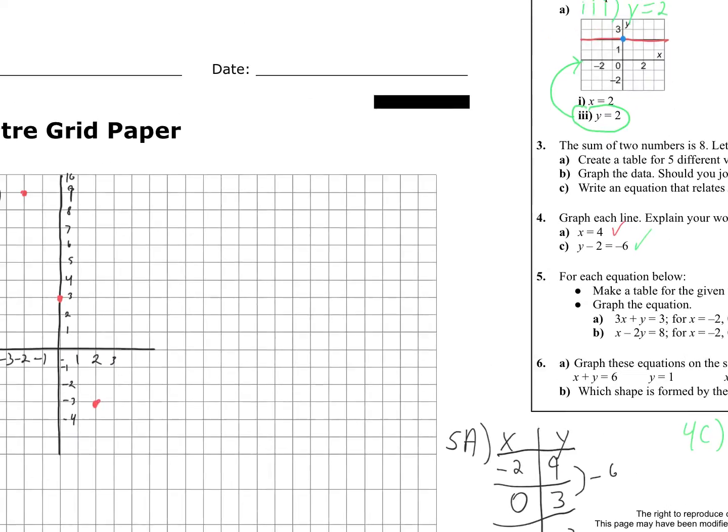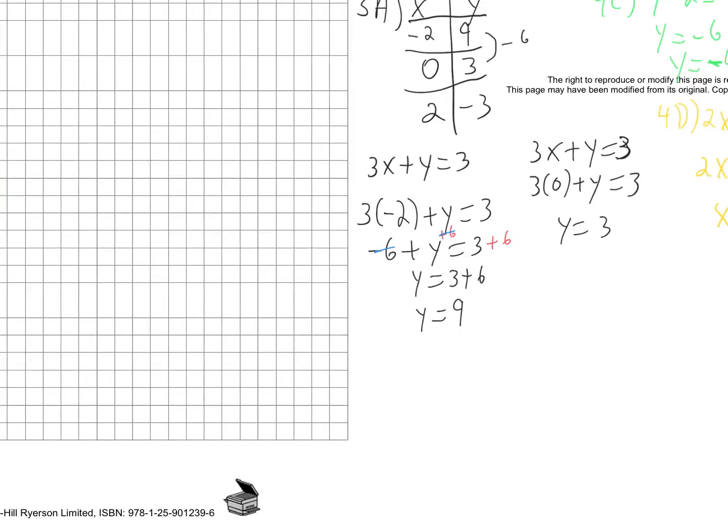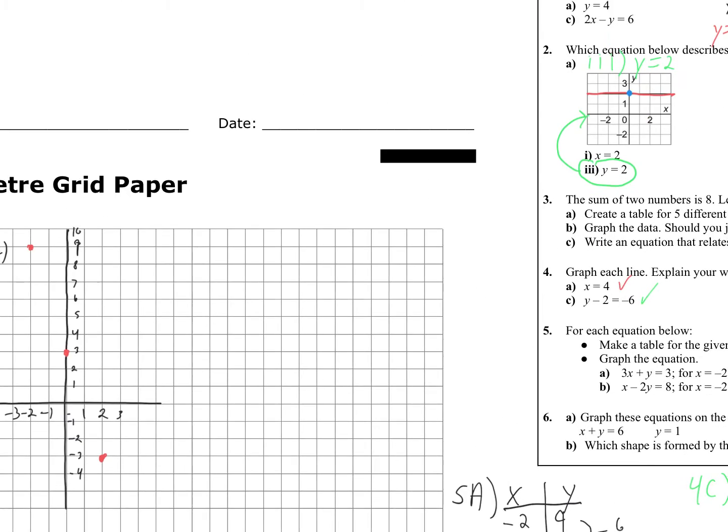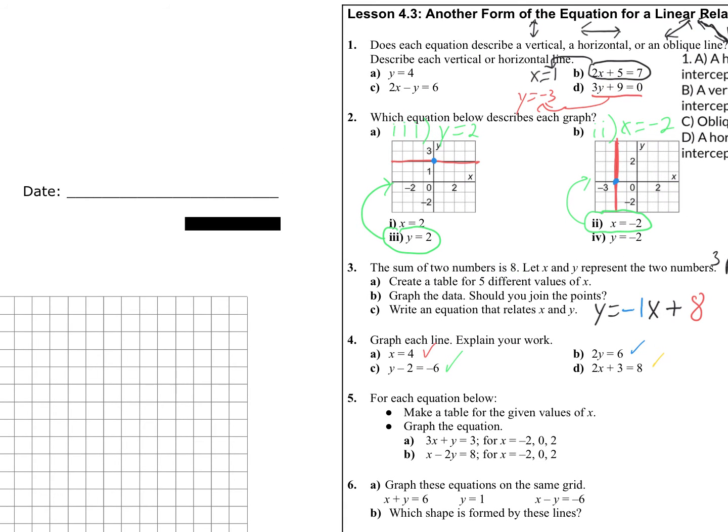Now for number 5b, we're going to make the same table of values, but we're given a new equation, and I might as well put 5b up top here. I have the equation x take away 2y equals 8. And I have my table of values, x and y. X is going to be negative 2, 0, positive 2. And I can now fit them into this equation up here.